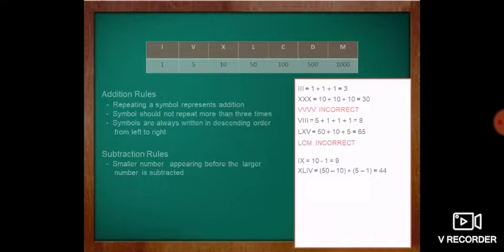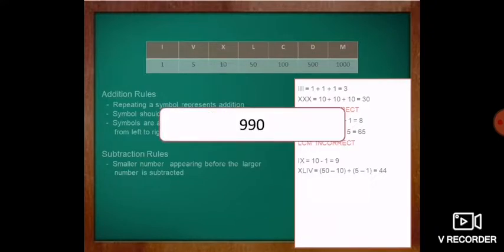Okay, time to do some reverse exercises. How would you write 990? Let's start with writing 990 in the expanded form. It can be written as 900 plus 90.